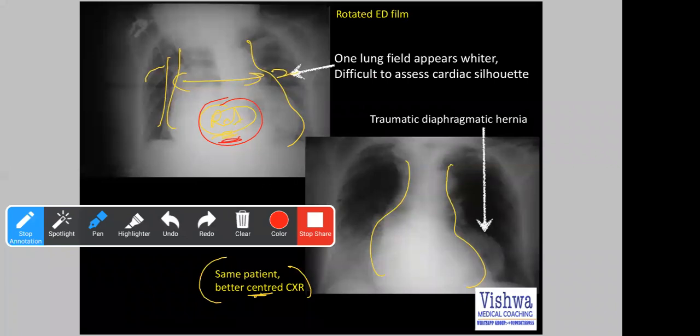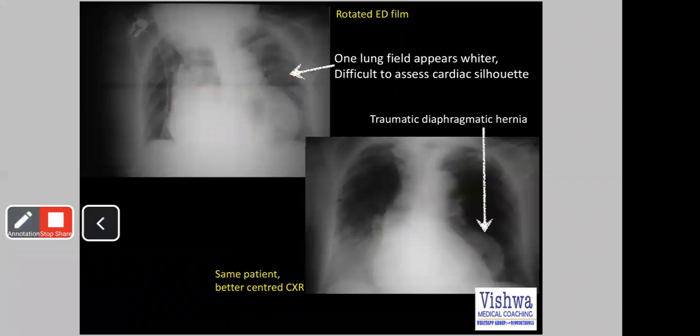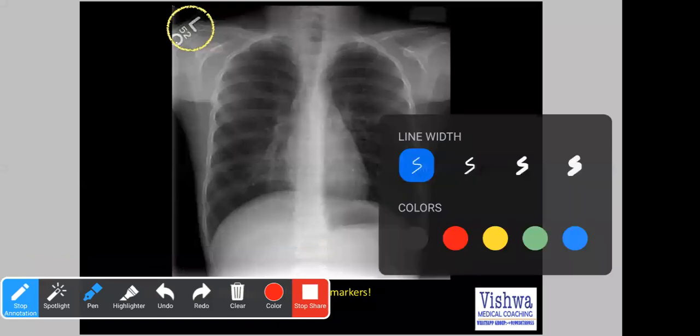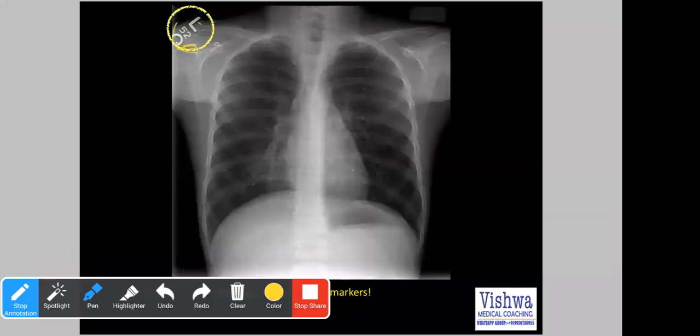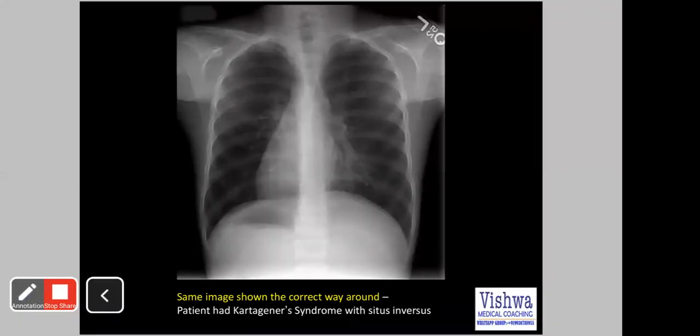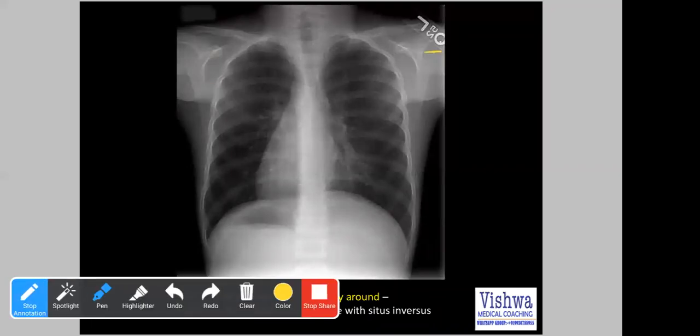So a rotated patient can lead to misinterpretation of the pathology. Remember, we talked about left or right. It is always mentioned on the X-ray. You can see left or right marked properly. Some images may show the correct way around, but sometimes it can be opposite, so you can just check.